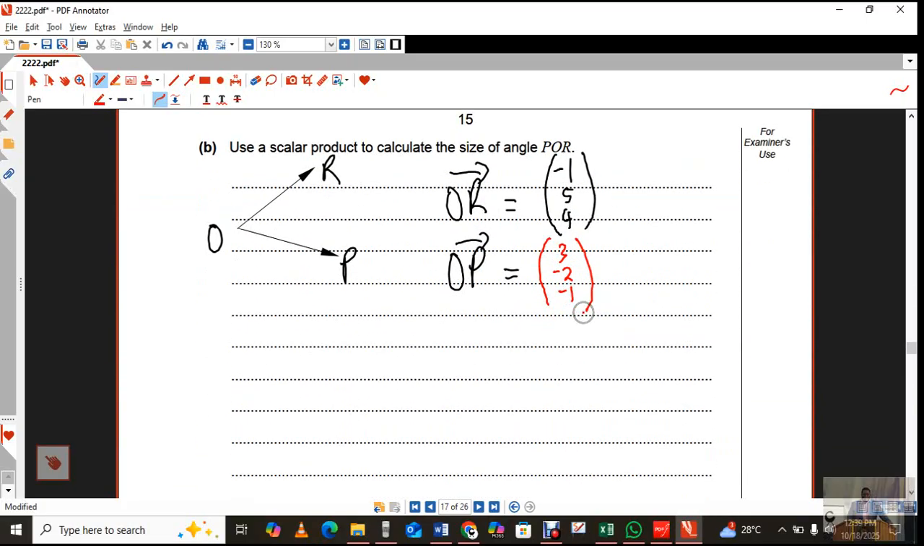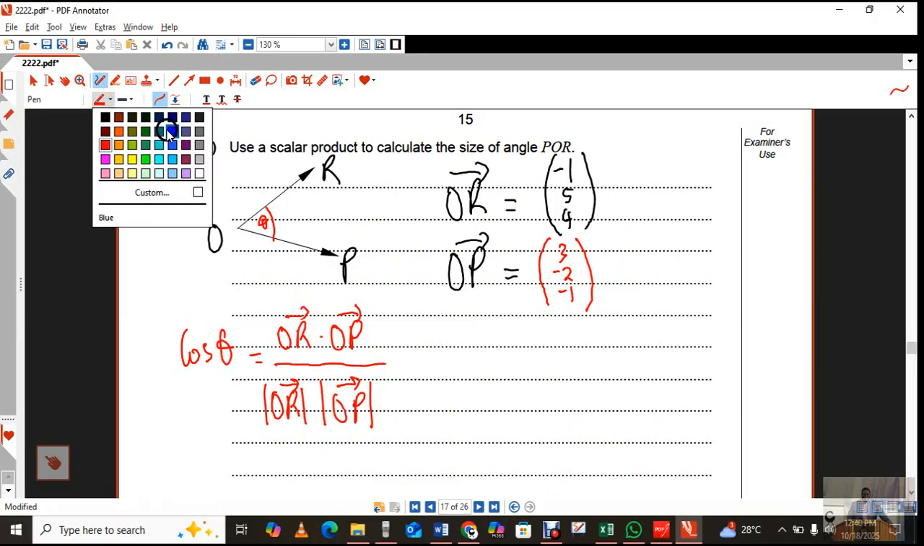In order for you to calculate the angle that is being created, let's say we call it theta for now. The formula is cos of theta will be whatever is OR dotted with OP. So we have to find the dot product of that. And this is going to be divided by the magnitude of OR times the magnitude of OP, right? Which we'll be able to do. So let's calculate their magnitudes first.